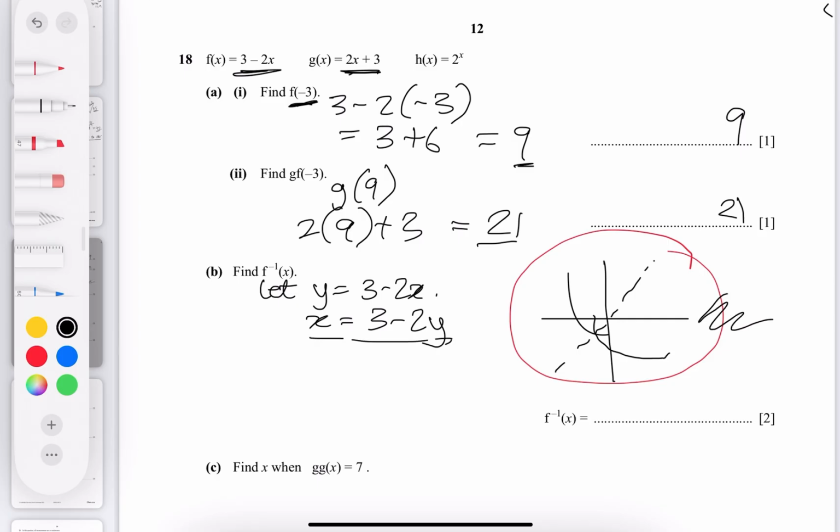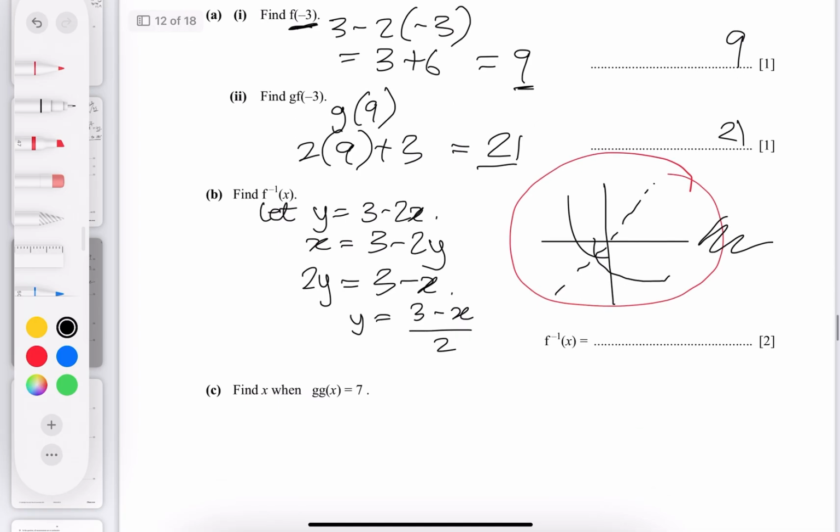So now what we do when we have this is we want to make y the subject of the equation. Should be familiar with that. So 2y is equal to 3 minus x. Therefore y is equal to (3 minus x) over 2. And so now that we've got y as the subject, we can just replace it with f inverse of x. So it's equal to (3 minus x) over 2.